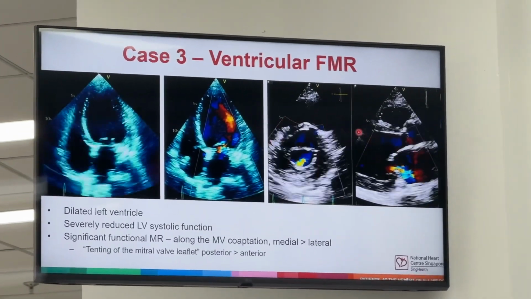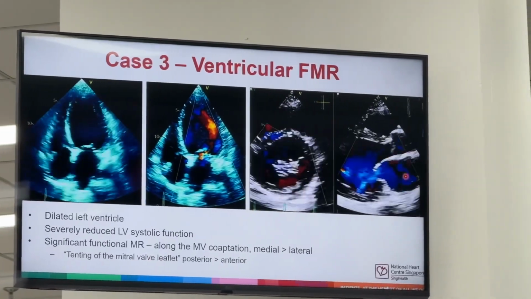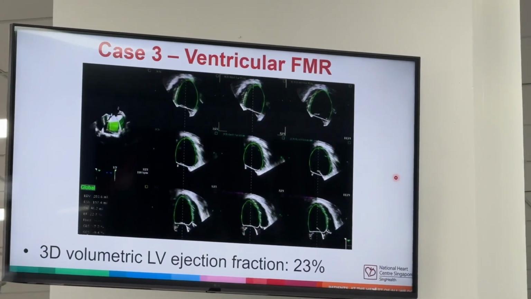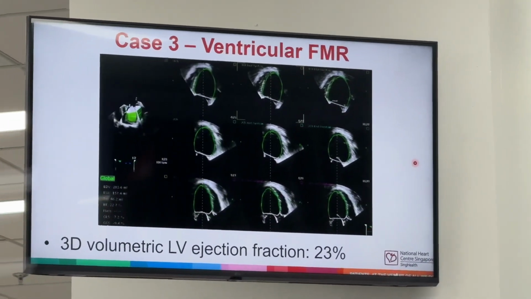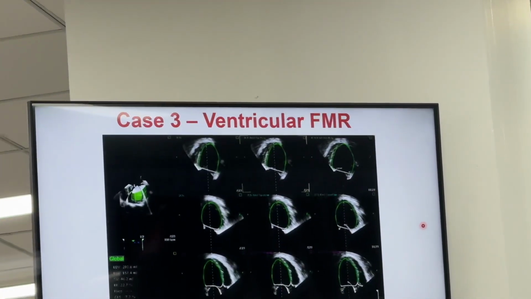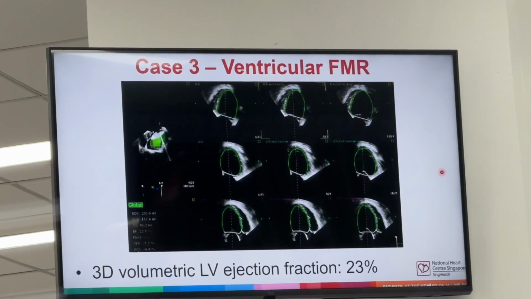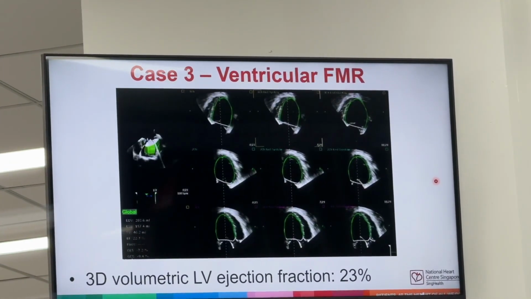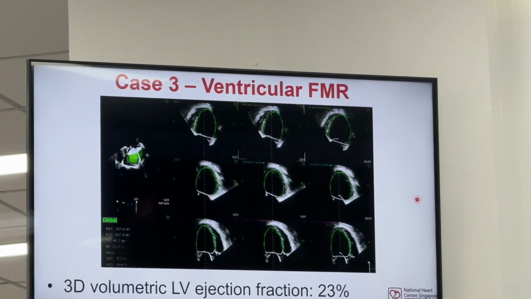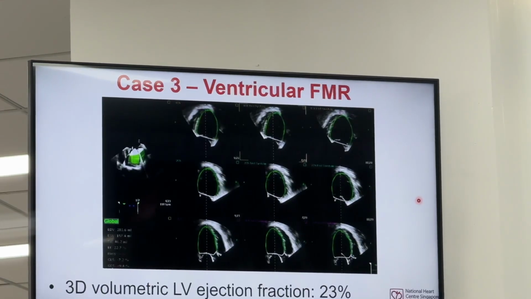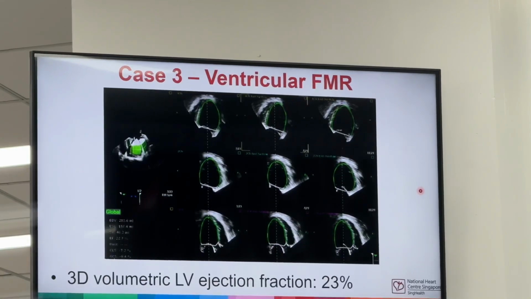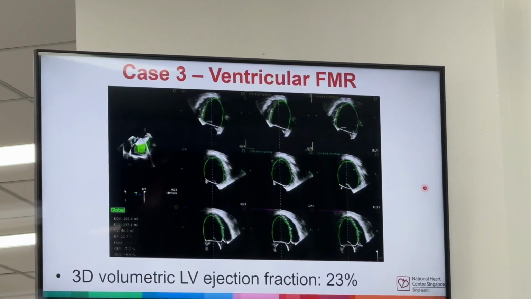And there is a posterior more than anterior tenting, resulting in a posteriorly directed mitral regurgitation. So this is just an illustration on how we can use a three-dimensional echocardiogram to assess volumetrically the ventricular function. This is a volumetric left ventricular ejection fraction assessment using a 3D echocardiogram, and the EF is 33%. We can actually show this in the afternoon hands-on session, on how we can use a 3D echo to assess the LVEF.